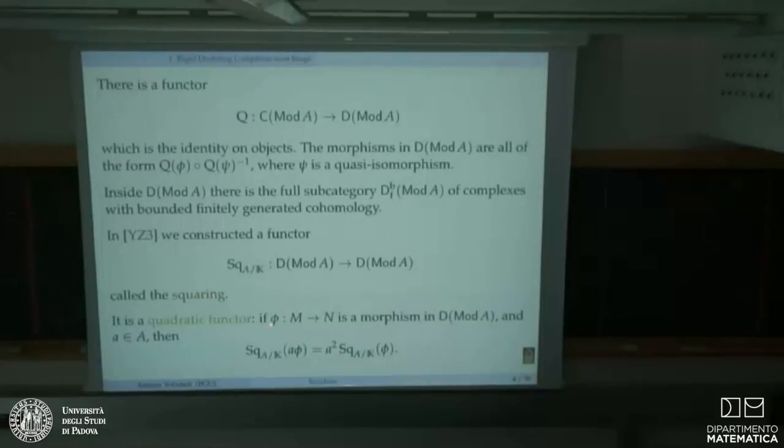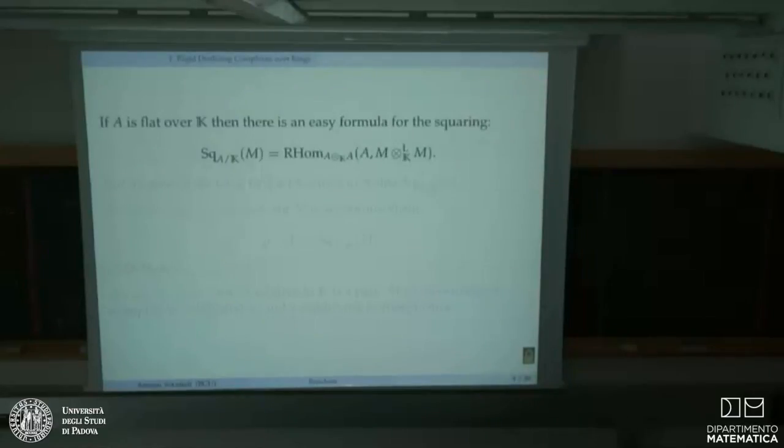If I have a morphism from a complex M to a complex N, and I have a scalar, an element of the ring, if I apply the squaring operation to A times phi, I can extract A from the outside, but it comes out A squared. So in this sense, it's quadratic. It's kind of unusual. But this sort of functor is extremely useful, as I will show you.